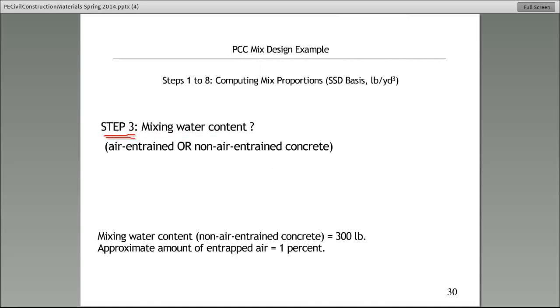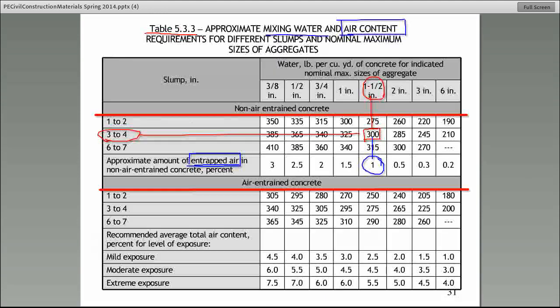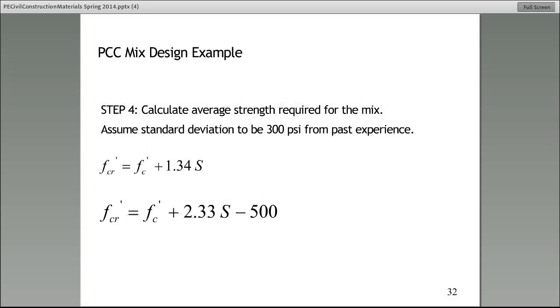So we go back to page 30, slide 30, step 3, mixing water. Here's the answer, 300 pounds. And I just explained to you how we got that. And then approximate amount of entrapped air is 1%. I also told you how we got that one. Let's move on to the next slide.